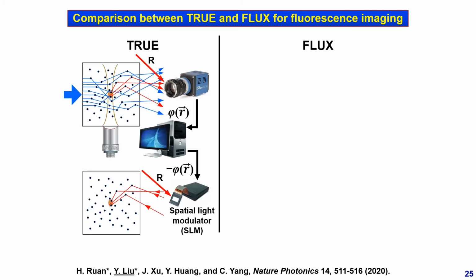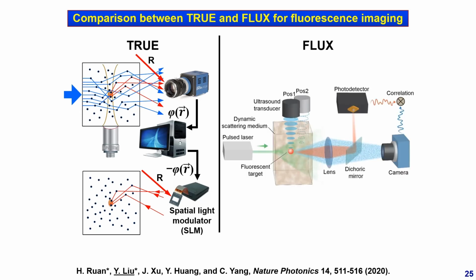We can compare TRUE and flux for fluorescence imaging. In TRUE, we need to first measure the wavefront of the ultrasound tag light using holography. A camera records multiple frames of interferograms, and transfers the data to a computer where we reconstruct the phase map. Then, we display the conjugate phase map on a spatial light modulator, which generates time-reversed light that converges to the ultrasound focus and excites the fluorophores. For in vivo brain applications, the whole process has to be completed within 1 millisecond before speckle decorrelates. However, with current technology, data transfer and phase modulation by an SLM alone takes at least 1 millisecond.